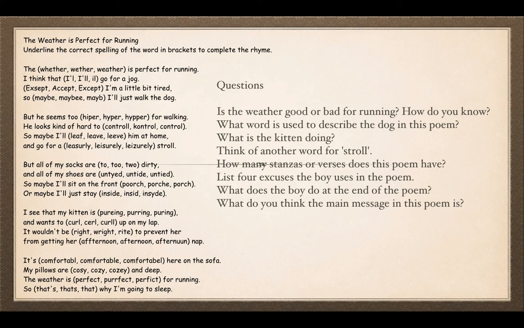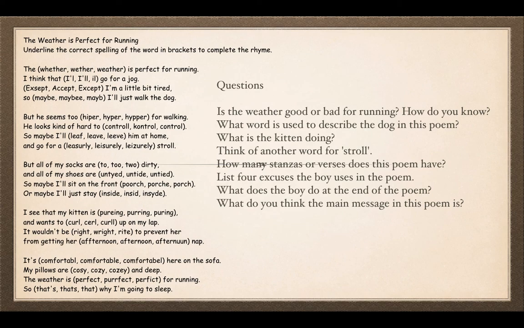Once again, kitten is the key word. Think of another word for stroll. So stroll is in the second verse. Find it. Think of another word for stroll. How many stanzas or verses does this poem have? List 4 excuses the boy uses in the poem. What does the boy do at the end of the poem? And finally, what do you think the main message in this poem is?